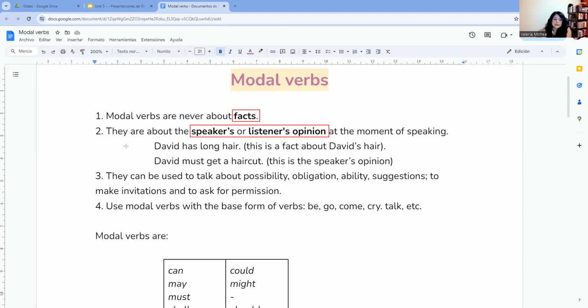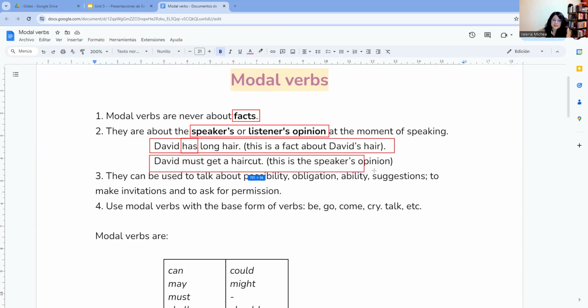For example, David has long hair. This is a fact about David. I see it and I know he has long hair. This is for sure. So here we are using has, which is not a modal verb. So it is a fact.